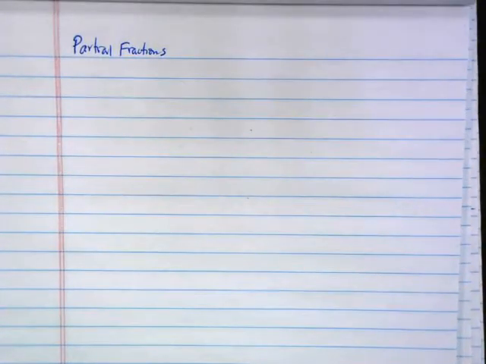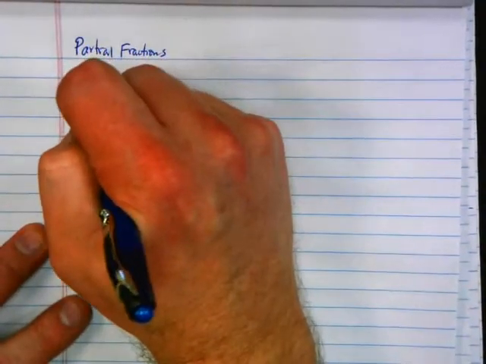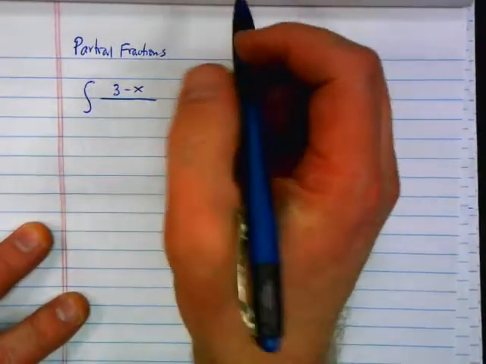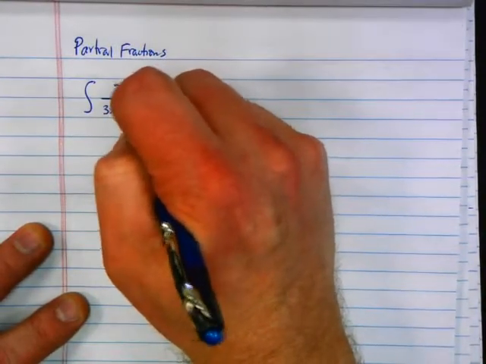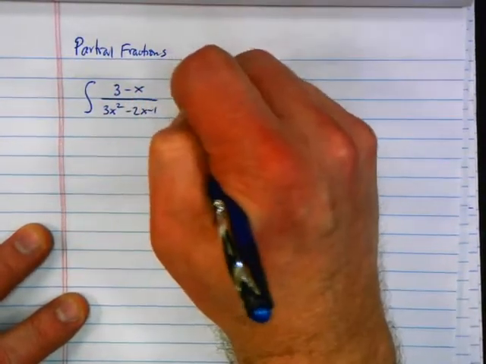So, when you look at an integration problem, what's the big key that tells you I'm going to use partial fractions on that one? You'll have a fraction, and the bottom you can factor. Those are the two things you're looking for. So we might have the integral of 3 minus x divided by 3x squared minus 2x minus 1 dx.